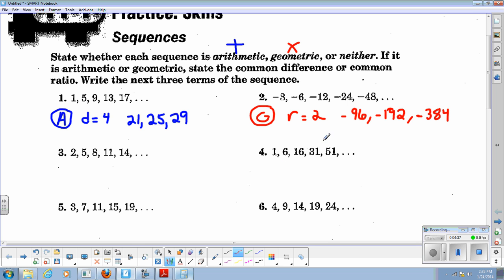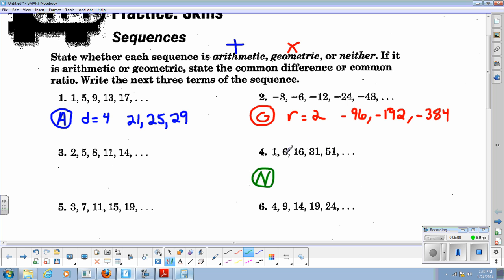All right, the third thing that you'll find is a neither: it doesn't always add by the same amount, it doesn't multiply by the same amount, but it has some type of pattern. One of those on this sheet is number 4. Number 4 is a neither, so let's identify that with an N for neither.